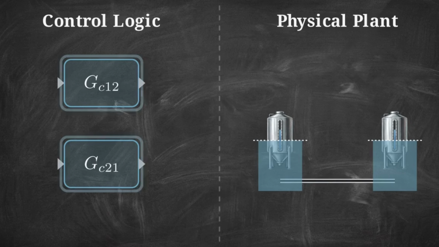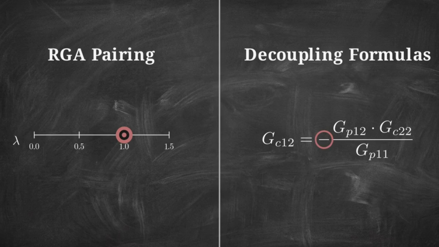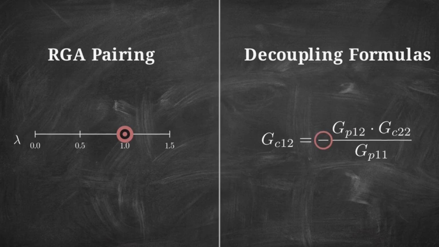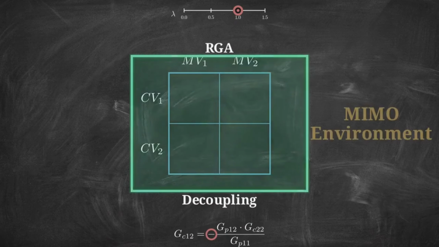isolated precision. Here are the two most important rules for your revision. On the left, pair variables where lambda is closest to 1. On the right, remember every decoupling formula must lead with a negative sign. Take a screenshot as your final study reference. By combining RGA pairing with these decoupling formulas, you can now systematically isolate and control interacting loops in a 2x2 MIMO environment.